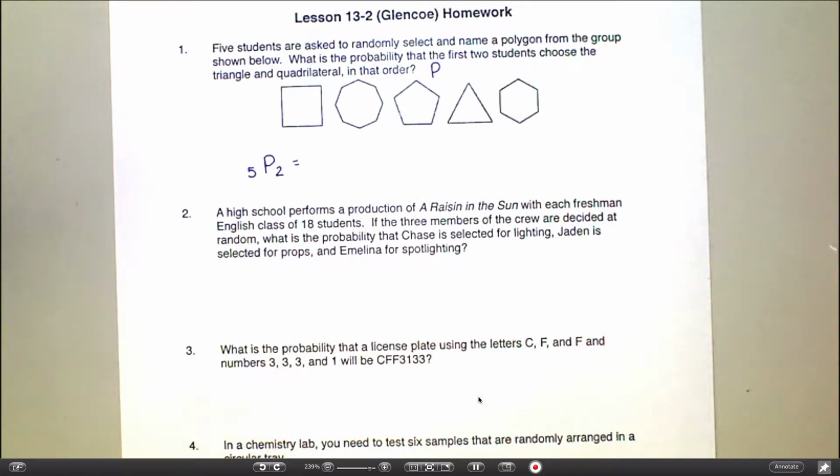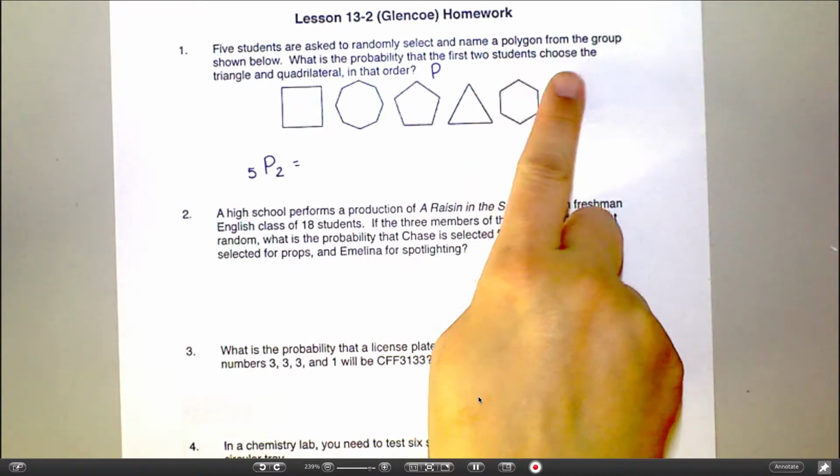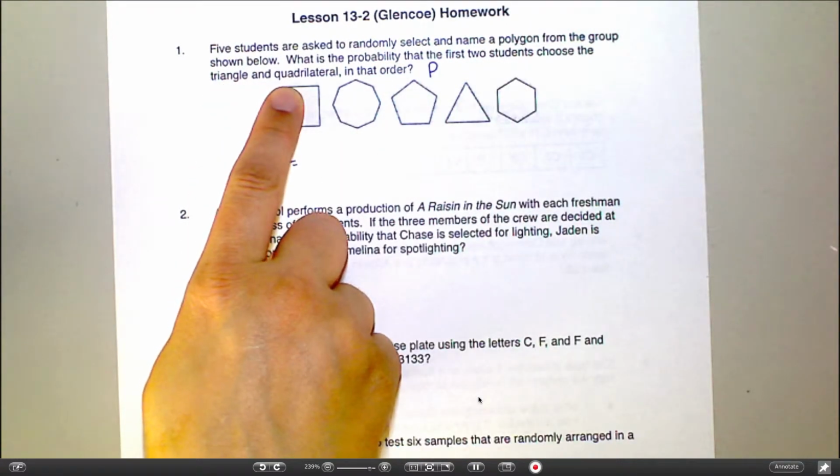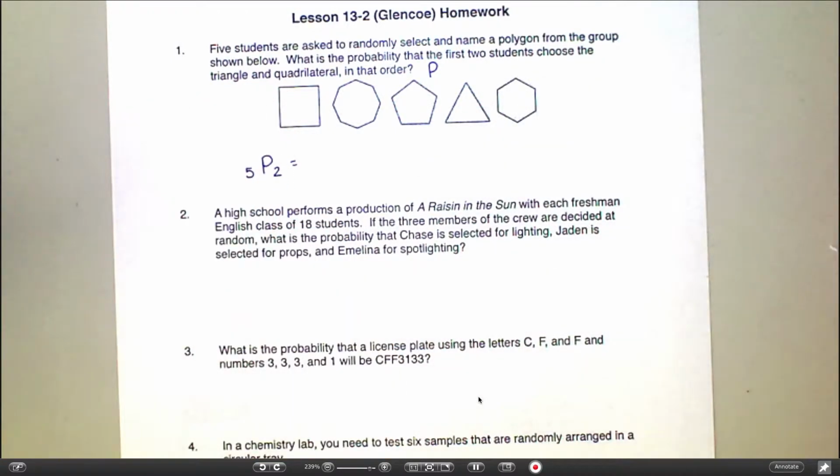What this is going to tell me is, if I were to draw these 5 shapes on the board, and then I were to randomly select 2 students to come up to the board and pick one, how many different groups of 2 students there could be? Okay? How many different ways I could pick 2 students? And because I want the first one specifically to choose the triangle, and the second one specifically to choose the quadrilateral, it would be different if I called Cameron and then Lexi than if I called Lexi and then Cameron. So I want to count all of those combinations separately.